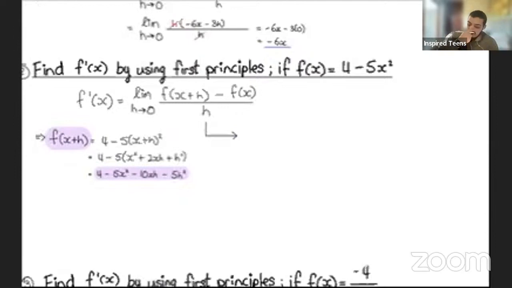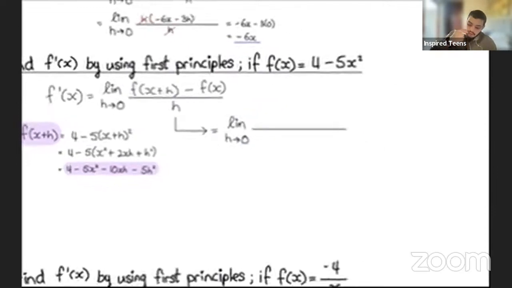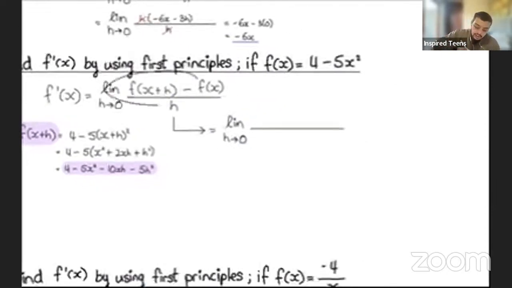Okay, so now what I can say is the limit as h approaches 0 is f of x plus h minus f of x. I know the value of f of x plus h. I simplified it separately just to make things less complicated on your current fraction. That's why you can opt to simplify it separately. Minus 10xh minus 5h squared.